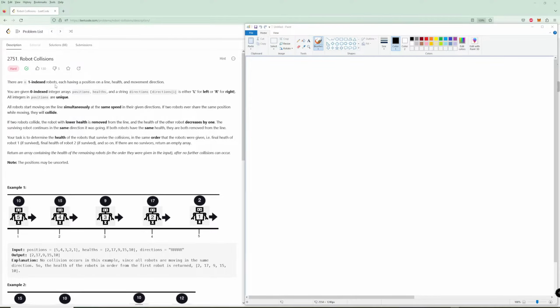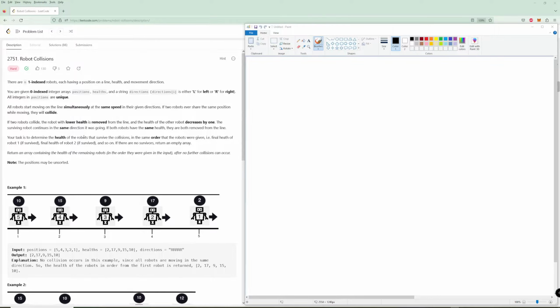So I'll just read the problem. You're given a bunch of one-indexed robots having a position on a line, health, and movement direction. You're given arrays: positions, health, and directions. All positions are unique. All the robots are moving at the same speed, and if they ever share the same position, they will collide. If two robots collide, the robot with lower health is removed, and the health of the other robot decreases by 1. The surviving robot keeps going the same way it was going. If the robots have the same health, they're both removed.